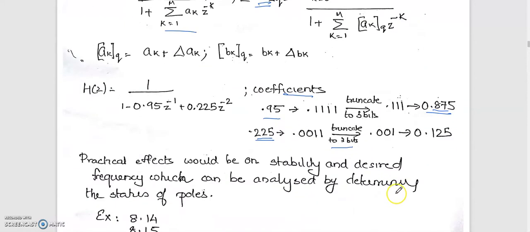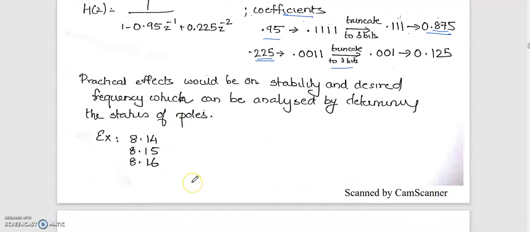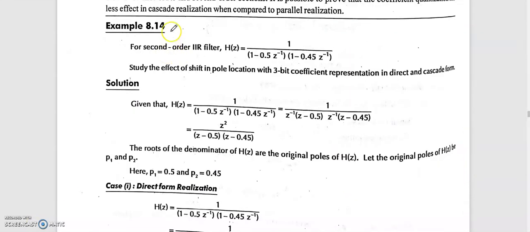Ultimately, when we change the coefficients, it could bring about a practical effect, affecting stability as well as the desired frequency response, and that will be explained along in problems 8.14, 15 and 16. So we look at problem 8.14, where we have a second order IIR filter whose transfer function is given as depicted here.